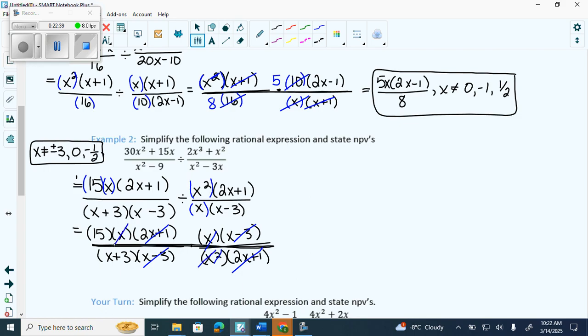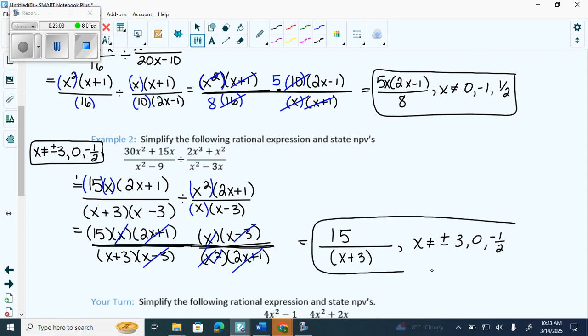Oh, the x and the x can cancel, right? So then I'm left with 15 all over x plus 3. You don't need the x in brackets, but I just did that. X can't equal plus or minus 3, 0, negative a half. There's one x, there's two x's, that has two x's. So one here and one here gets me two x's, this has two x's, right?